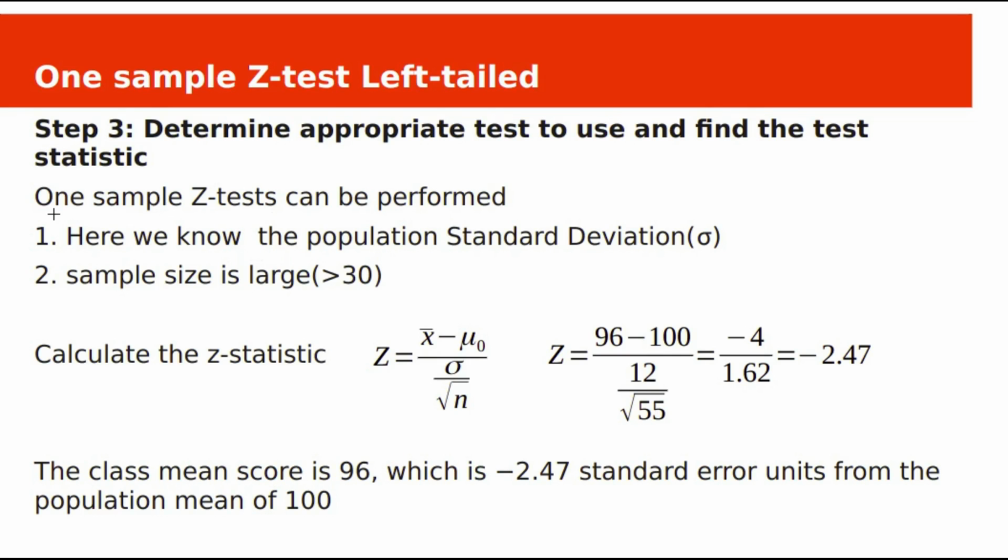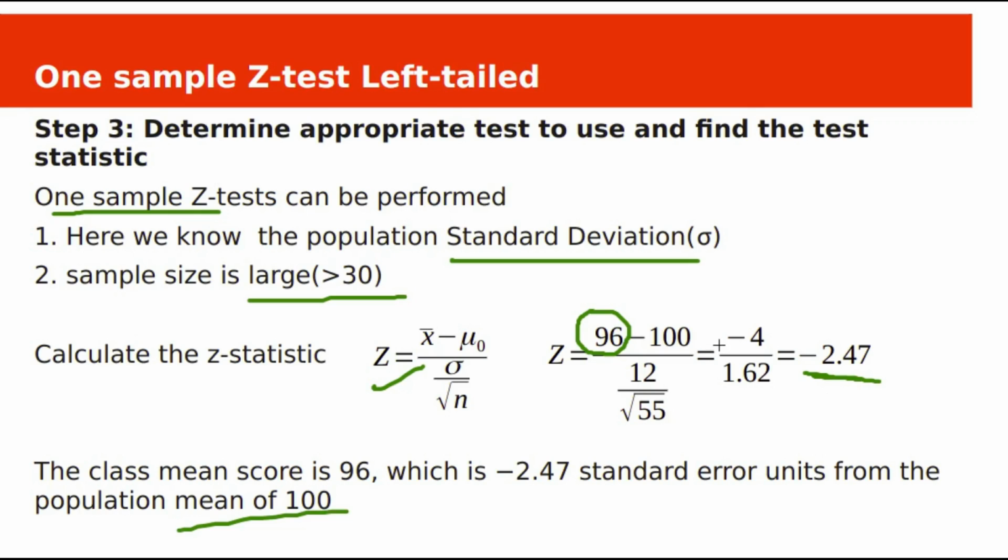Here we can use one sample z test because we know the standard deviation of the population and the sample size is greater than 30. So we can calculate the z statistic by using this formula. It will be 96 minus 100 divided by the standard error, 12 by square root of 55. The z statistic is minus 2.47. This sample mean 96 is minus 2.47 standard deviations from population mean 100.